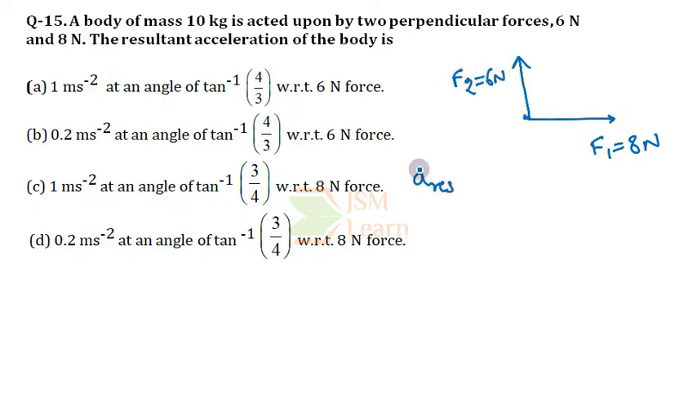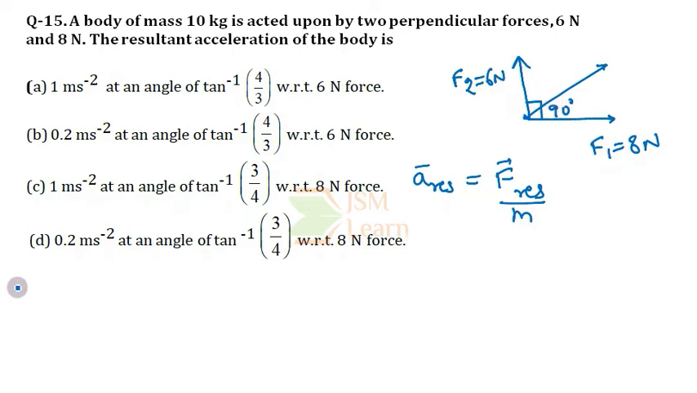In order to find the resultant acceleration of the body, first we need to find the resultant force acting on the body. When we find the resultant force acting on the body, then when it is divided by the mass, automatically we can obtain the resultant acceleration. So in order to find the resultant force between them, we know the magnitudes of both forces, and we know that the angle between them is 90 degrees.